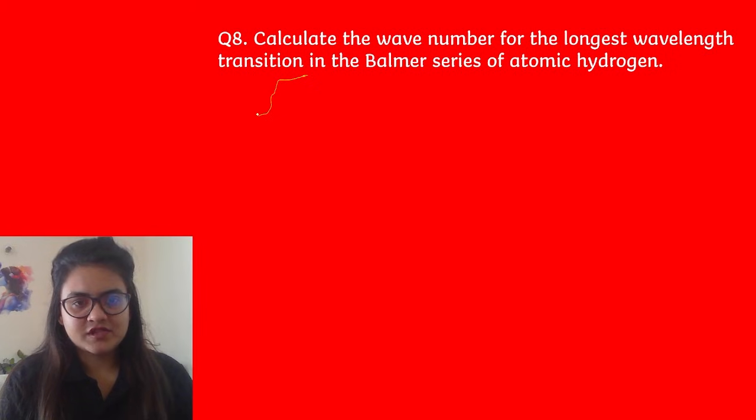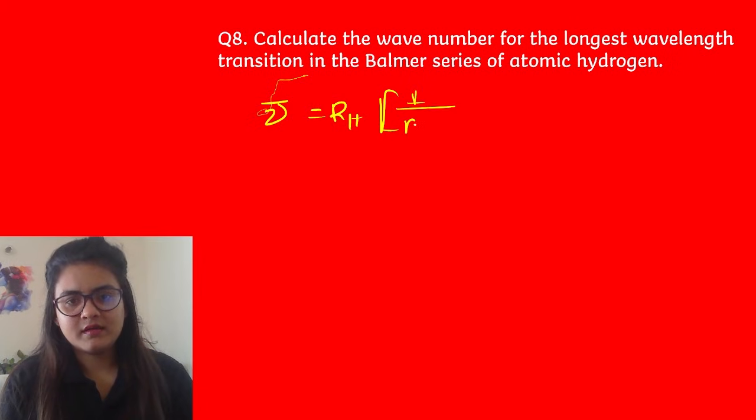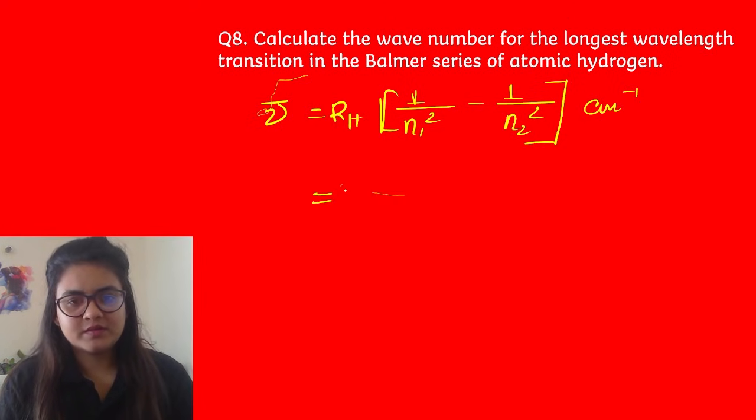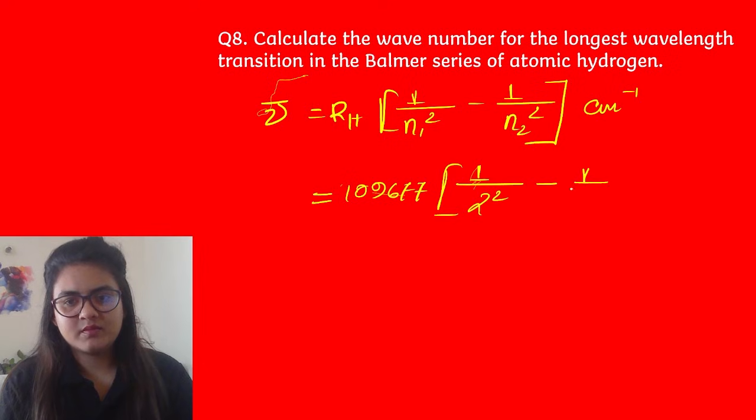So yes, let's proceed with the formula. Rydberg's equation: nu bar equals RH into 1 by n1 square minus 1 by n2 square. Overall it will come out in centimeter inverse, because you can see it is nu bar, and nu bar means 1 by lambda. So let's put the value of Rydberg's constant, that is 109,677, into 1 by n1 square, that is 1 by 2 square minus 1 by 3 square.